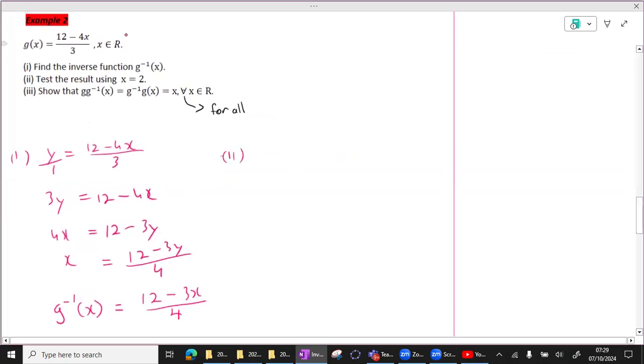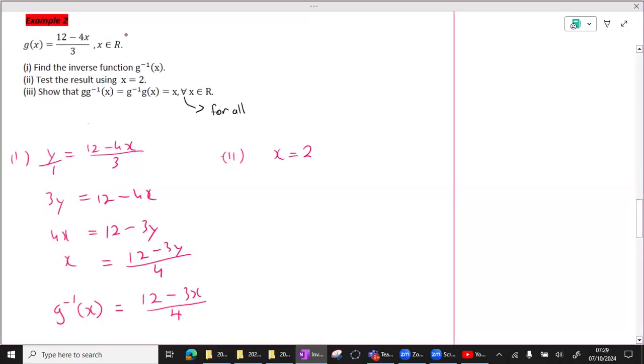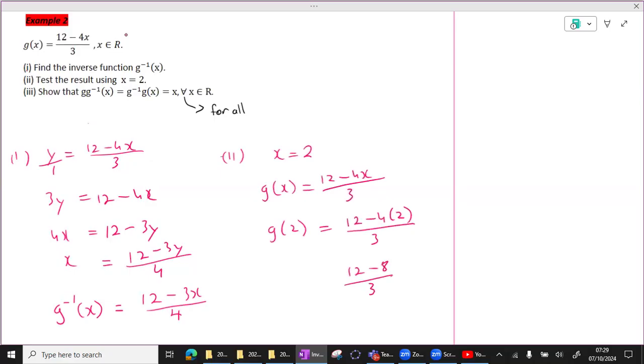Part 2, test the result using x equals 2. So what we'll do is rewrite it first. We have g of 2. I end up with 12 minus 4 times 2 over 3. So that's 12 minus 8 over 3. And that ends up being 4 over 3, or 1 1/3.